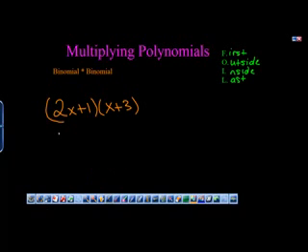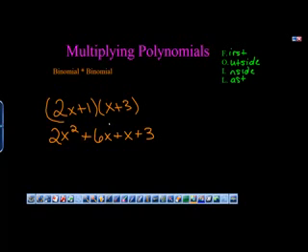So let's try. Taking our first terms, we get 2x times x becomes 2x squared. Our outside terms, 2x and 3, multiplied together becomes 6x. Our inside terms, 1 and x, become 1x, or just x. And our last terms are 1 and 3. 1 times 3 is 3.